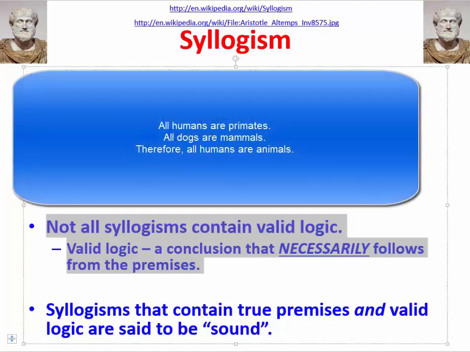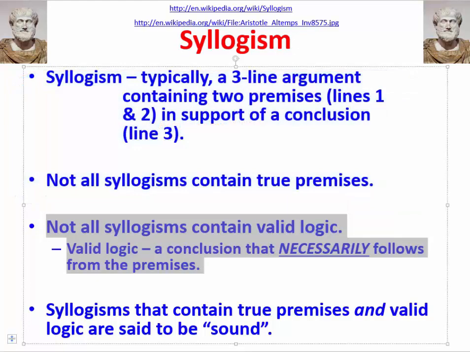So here we go. Line 1, all humans are primates. Line 2, all dogs are mammals. Conclusion, therefore all dogs are primates. Well, the first 2 premises were correct, but they didn't line up to give us a conclusion that follows of necessity. In fact, the conclusion was actually incorrect. So the fact that we have a 3-line structure and that the 3rd line is preceded by the word therefore does not guarantee that we're generating a valid form of reasoning.